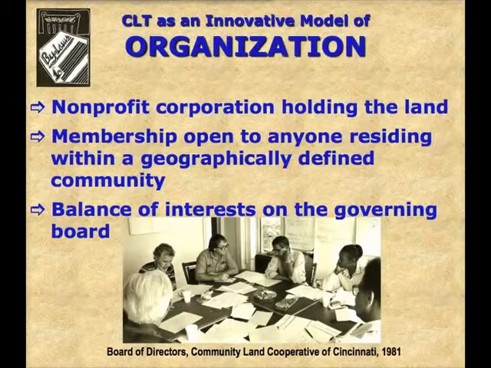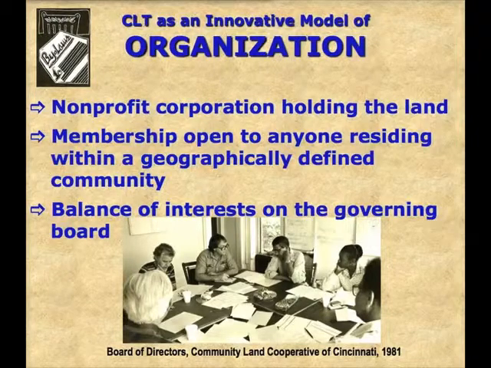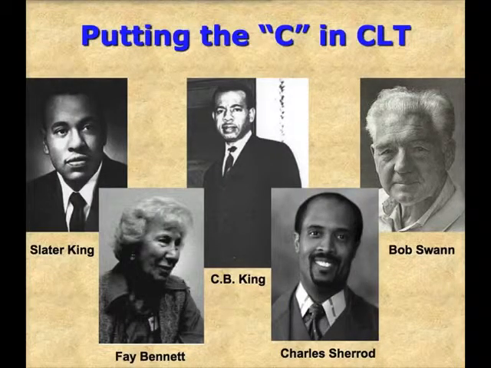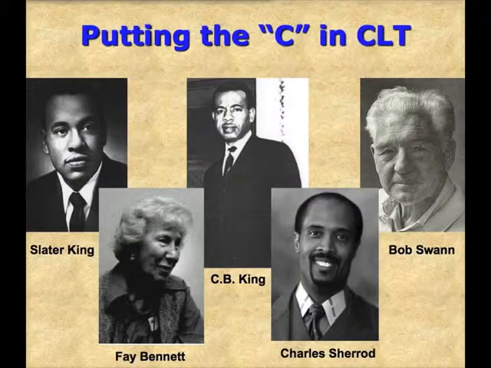There are three organizational characteristics that allow us to call a leased land arrangement a community land trust. They were introduced in Chapter 1. Here they are again. The people who did the most to add these organizational elements are pictured here. I'm going to talk about who they were and how they influenced one another, working together in the 1960s to lay the foundation for the modern-day CLT.